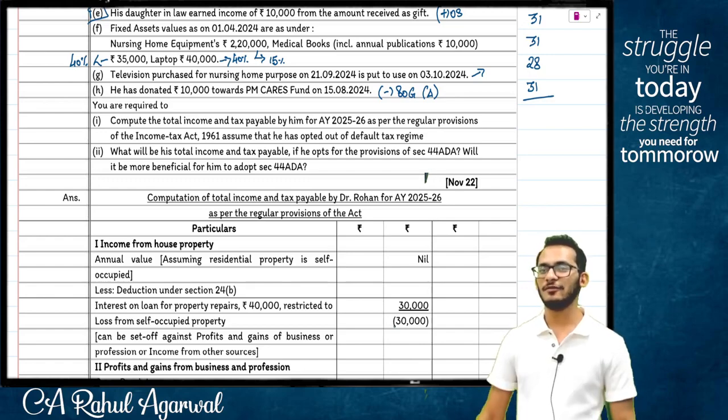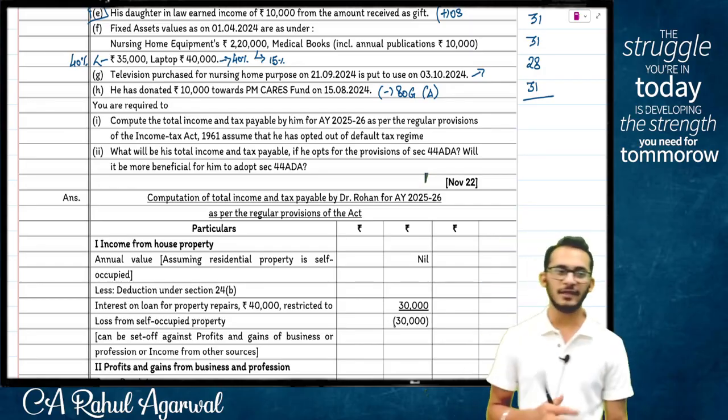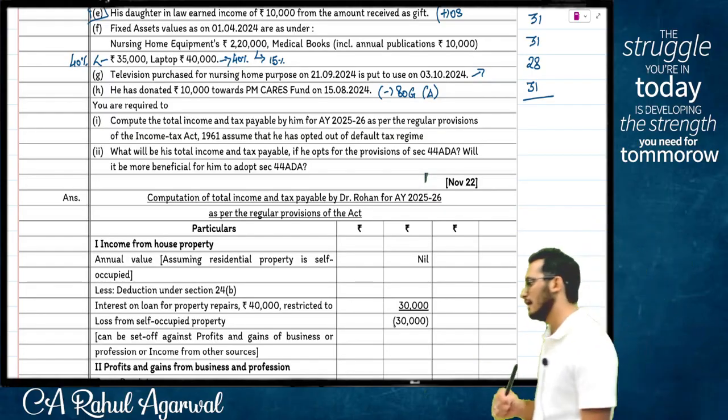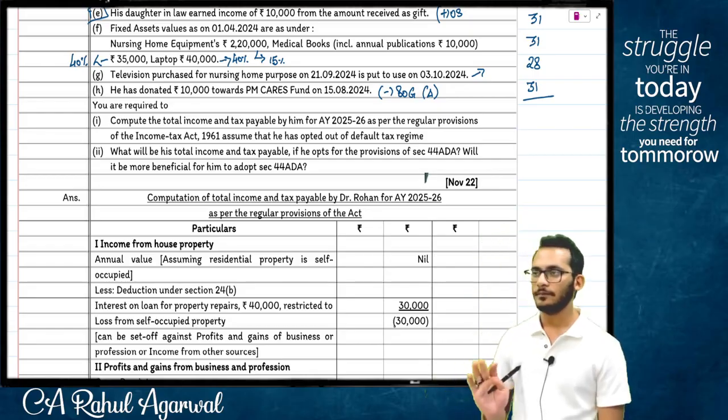You can never have decimals in income tax. Decimals get rounded off immediately. 870 is your answer to question number 1.